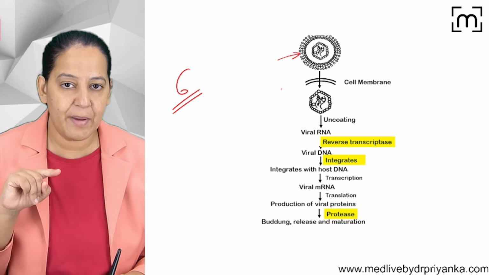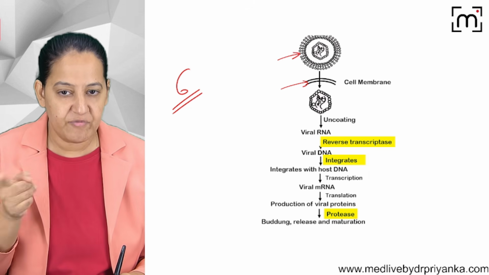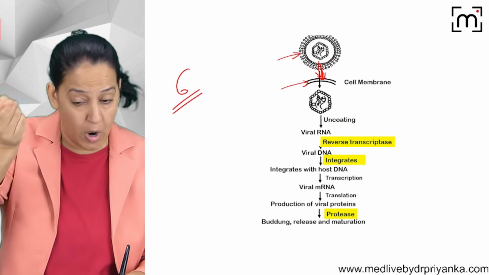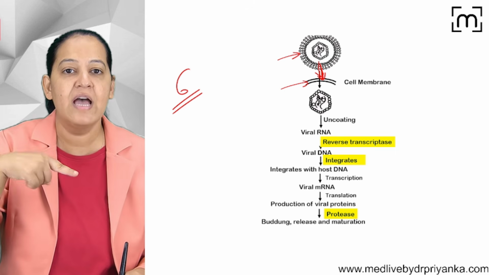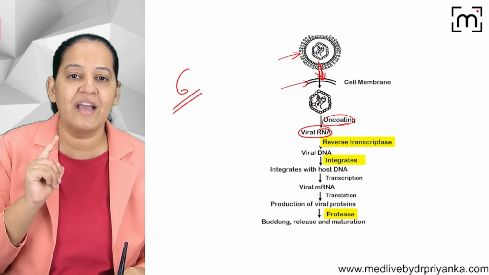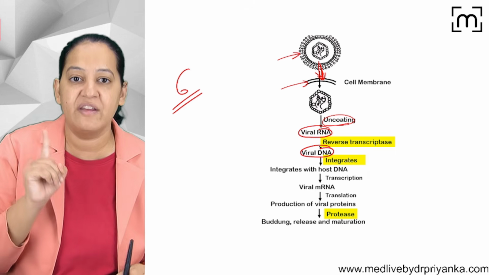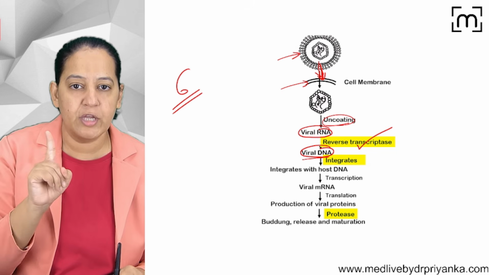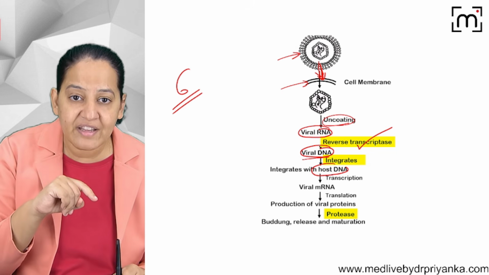You can see this is the cell membrane of the host cell, that is CD4 lymphocyte or macrophage. First it is coming, it is attaching, it is fusing. You know how attachment takes place, you know how fusion takes place. After that it is uncoating. After that, the viral single-stranded RNA converts into double-stranded DNA with the help of the first enzyme, reverse transcriptase. Then this will move to the nucleus. In the nucleus, it will integrate with the host DNA.